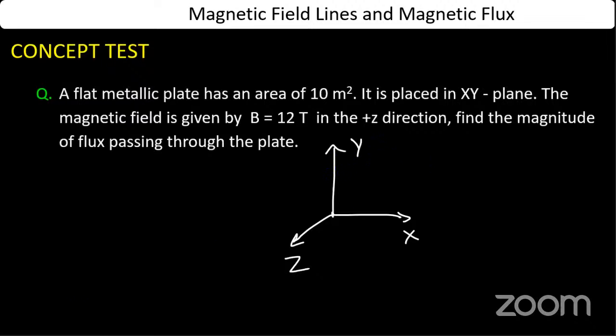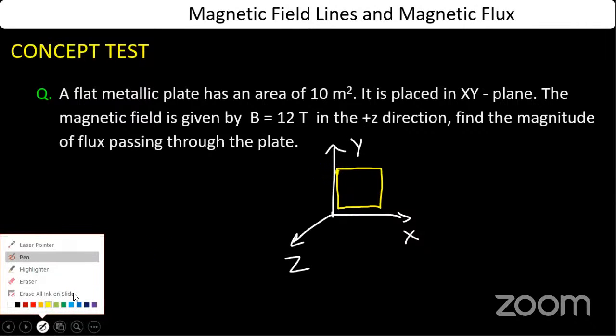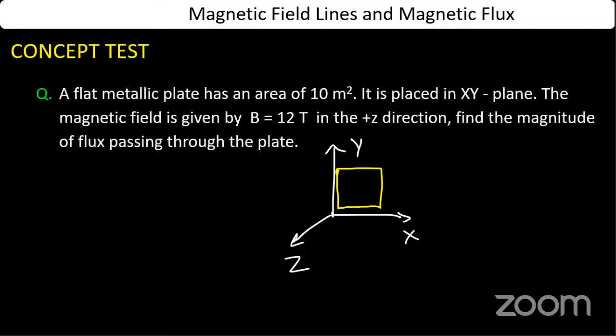So a flat metallic plate. Let me draw a flat metallic plate here. Now there exists a magnetic field B of 12 Tesla. Now, how much is the flux? What is phi b?